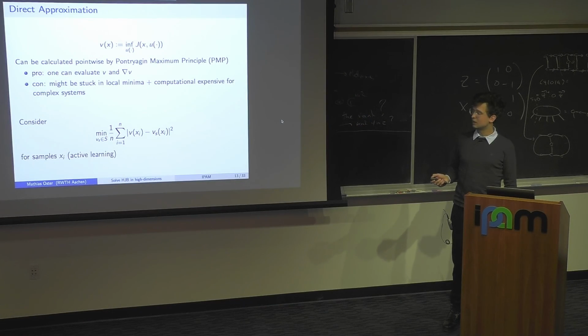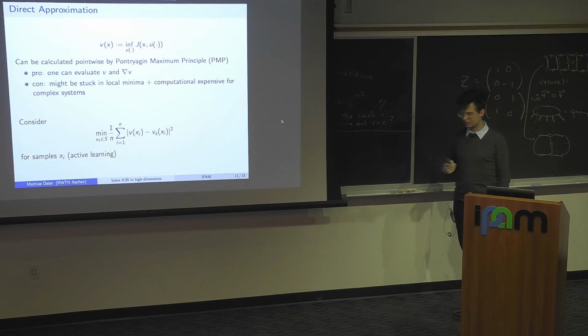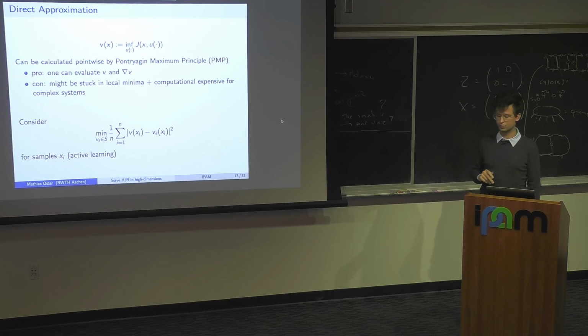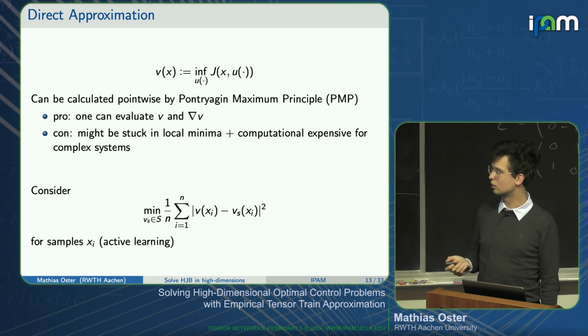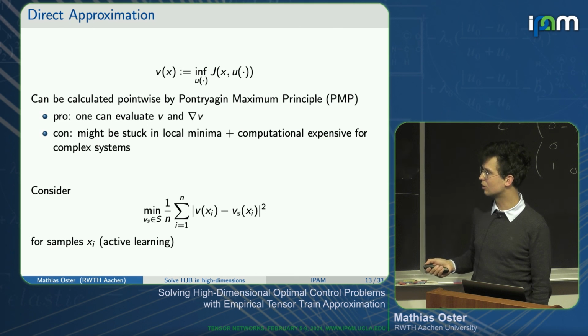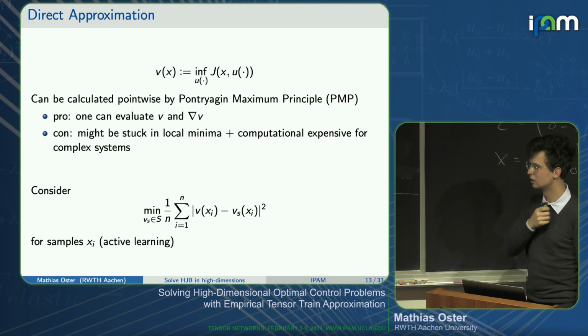And for physically very intricate problems where you need to be very careful with the time discretization, it becomes almost impossible to evaluate this Pontryagin maximum principle. On the other hand, this allows us to formulate a very straightforward regression problem. So now we want to just minimize: we evaluate the value function on a given set of samples, and then we evaluate our model class on the same samples, and then we want to minimize the discrete L2 norm.